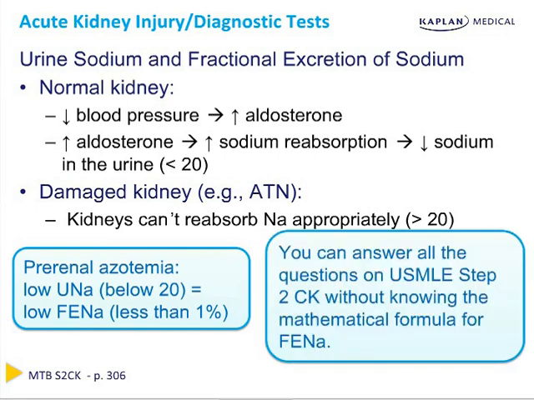The nice thing to know is that you can answer all questions on the USMLE Step 2 without knowing the mathematical formula for FeNa. I don't even know it. In the wards, we usually use our MedCalc and calculate it when we need to. So for the USMLE Step 2, just remember the cutoffs. Urine sodium less than 20 and FeNa less than 1%.